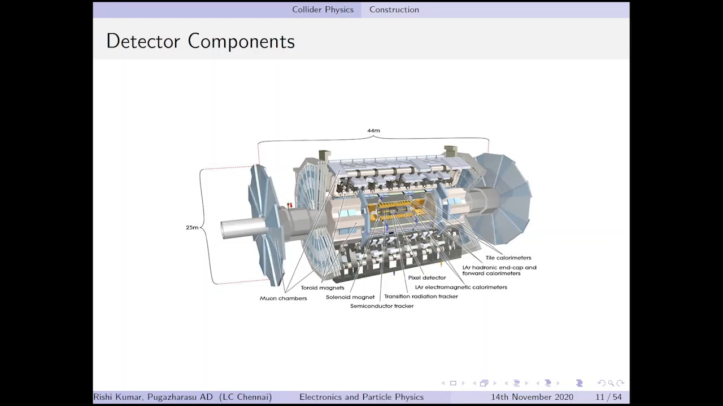There are the muon chambers, and as we move on, we'll see how these muon chambers work. Then we can see the magnets, the semiconductor trackers for the particles, the pixel detector and the calorimeters. This is another topic that we will touch on in the forthcoming slides.